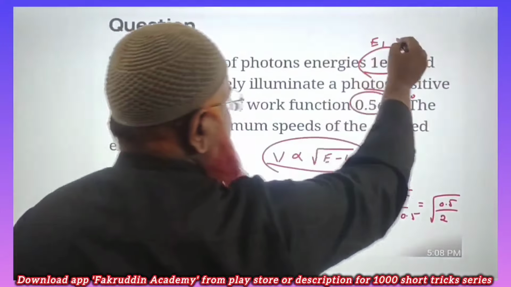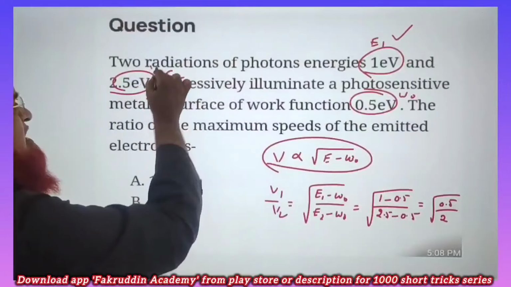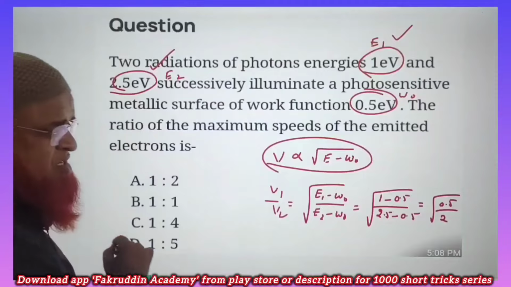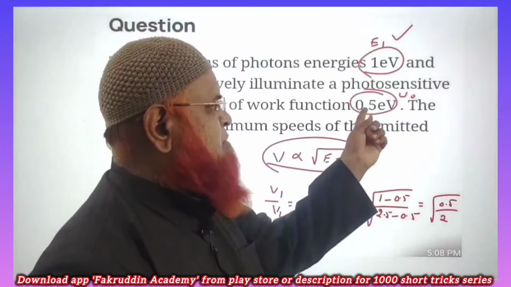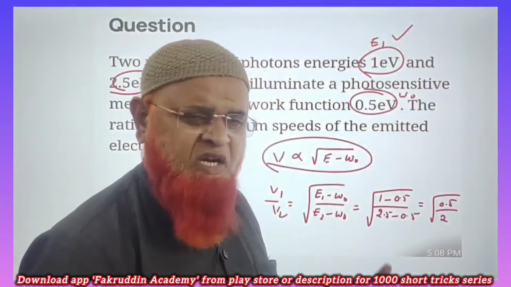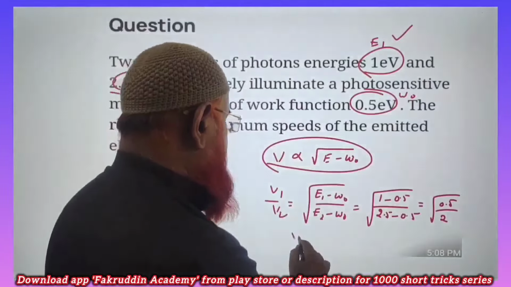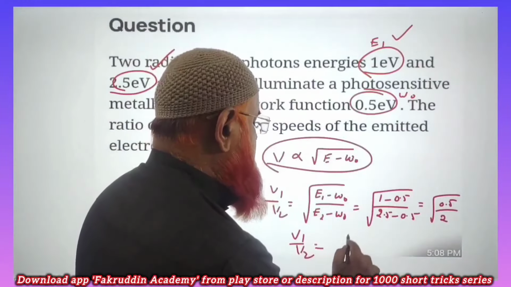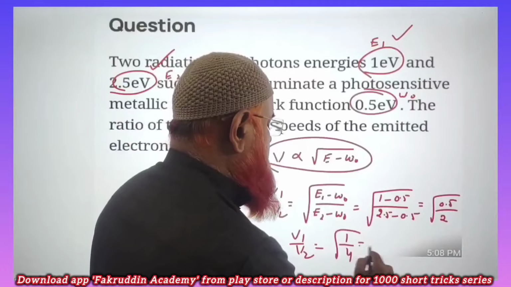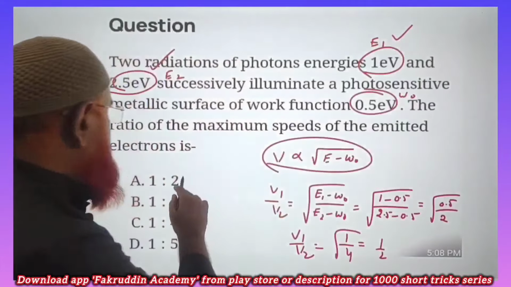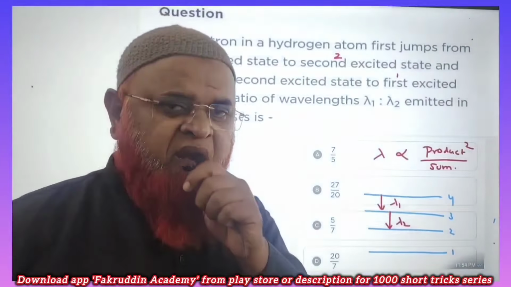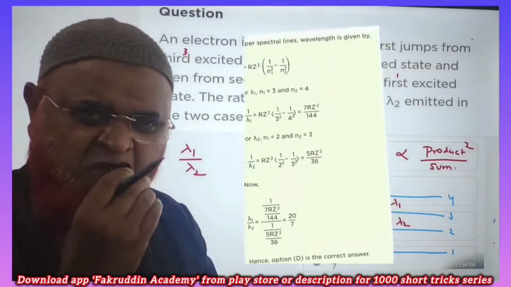It is given that E1 is 1 electron volt, E2 is 2.5 electron volts. That's it. W0 is common, 0.5. You just do the difference, you'll be getting square root of 0.5 divided by 2. Therefore, V1 by V2 is equal to the square root of 1 by 4, which is 1 by 2. So your answer is?